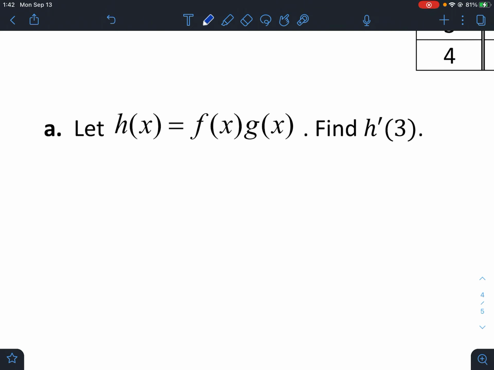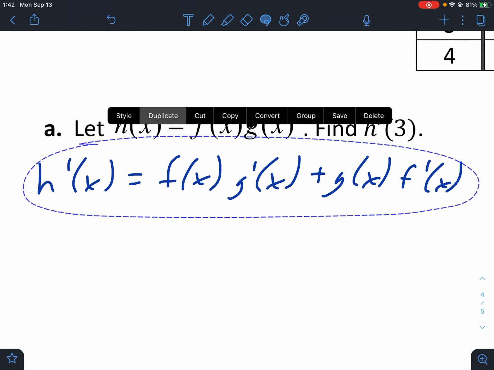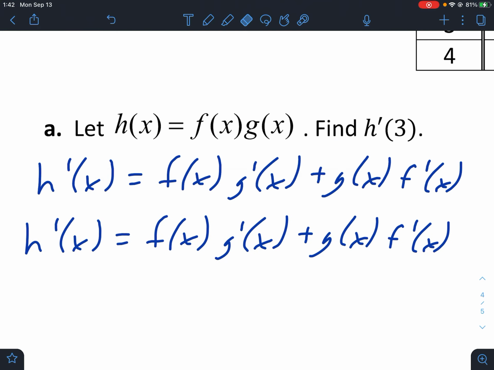All right, well, the first thing we should probably do is find h prime of x. And that would be f of x times g prime of x plus g of x times f prime of x using our product rule. So then all we're going to do to find h prime of 3 is everywhere we see an x, put in a 3.